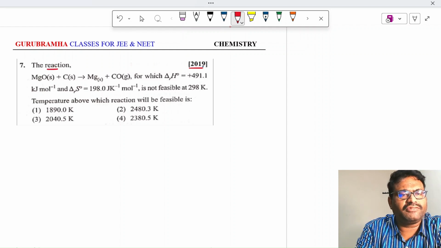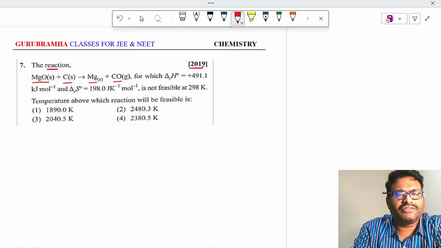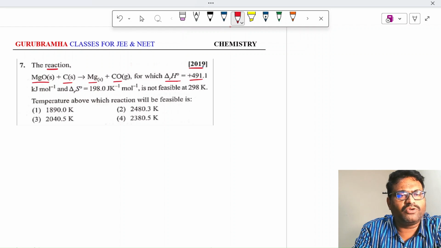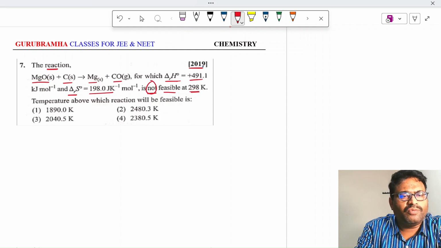There is a reaction. Magnesium oxide is reacting with carbon to form magnesium and carbon monoxide, for which change in enthalpy is given as plus 491.1 kilojoule per mole, and change in entropy is given as 198.0 joule per Kelvin per mole, and it is not feasible at 298 Kelvin. What is the temperature above which the reaction is feasible?